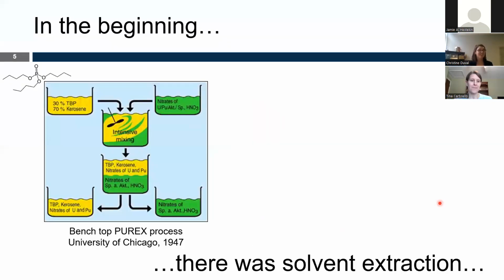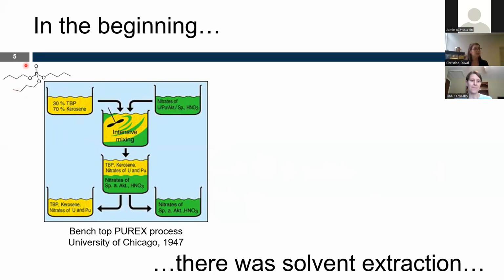So in the beginning, right, any nuclear talk usually starts with a history of the field. The very first separation that we had conceived of in nuclear was the Purex process. And so this was a method of separating the uranium and plutonium that were produced in the first sustained nuclear reaction, which happened in the Chicago pile reactor. So after that reaction, they wanted to purify out that uranium and plutonium, and this is the process that they use. So generally, this is a solvent extraction process.